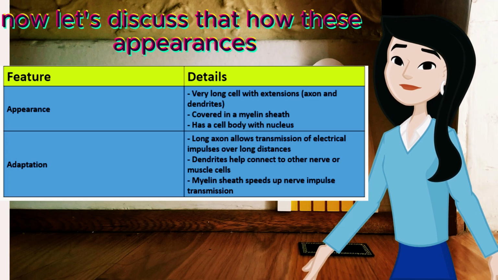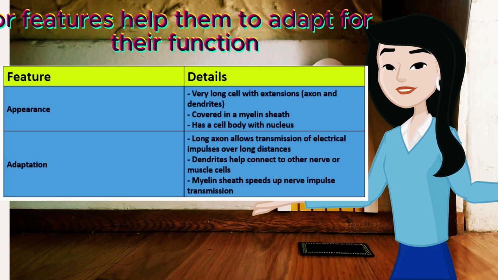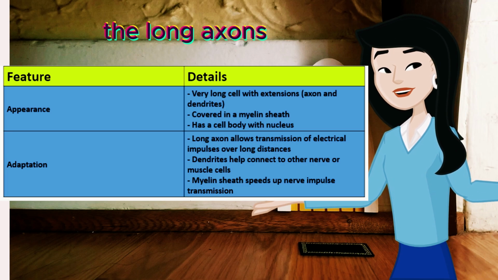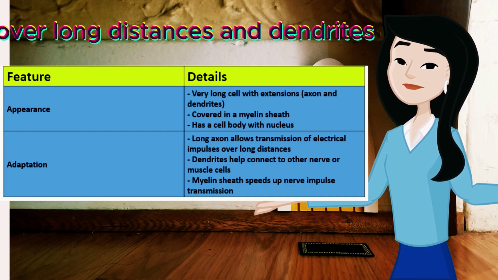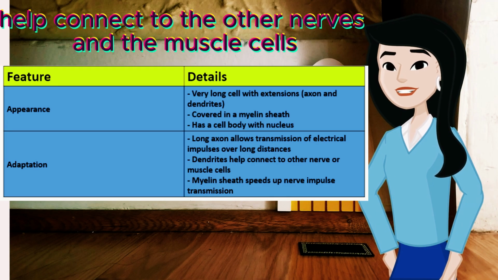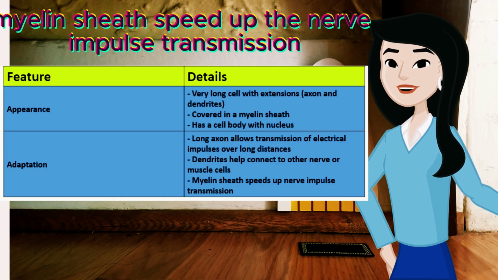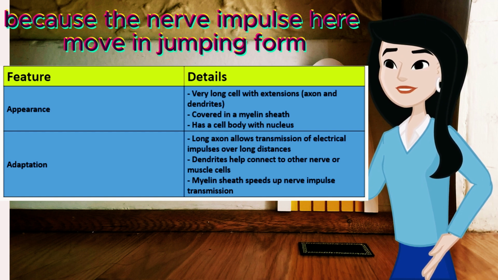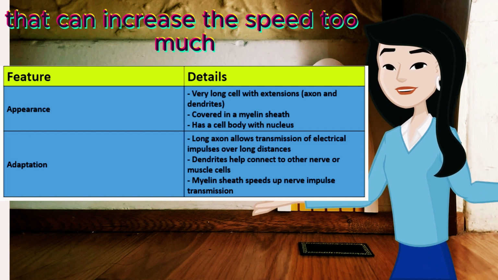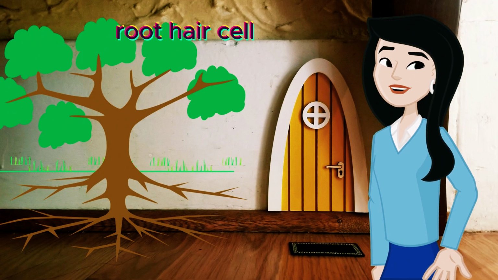Now let's discuss how these appearance or features help them to adapt for their function. The long axons allow the transmission of electrical impulses over long distances, and dendrites help connect to the other nerves and the muscle cells. And what about the myelin sheath? Myelin sheath speeds up the nerve impulse transmission because the nerve impulse here moves in a jumping form that can increase the speed too much.